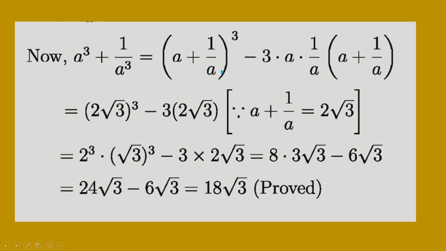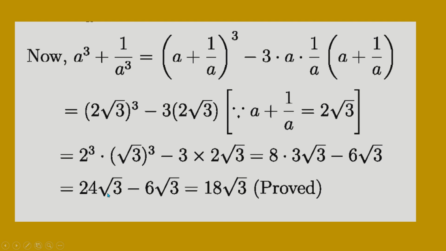equals a plus 1 by a whole cube minus 3 into a into 1 by a into a plus 1 by a. Same formula. Now this equals 2 root 3 cube minus 3, since a cuts here, and this equals 2 root 3. This equals root 2 cube into root 3 whole cube minus 3 into 2 root 3. 2 cube means 8, root 3 cube means 3 root 3, because here is a total of 3 root 3 in the product term.